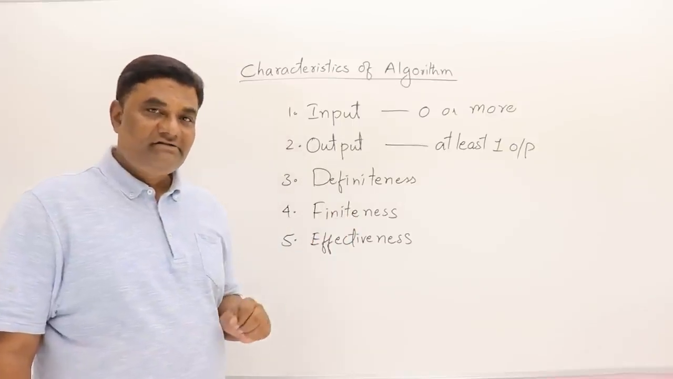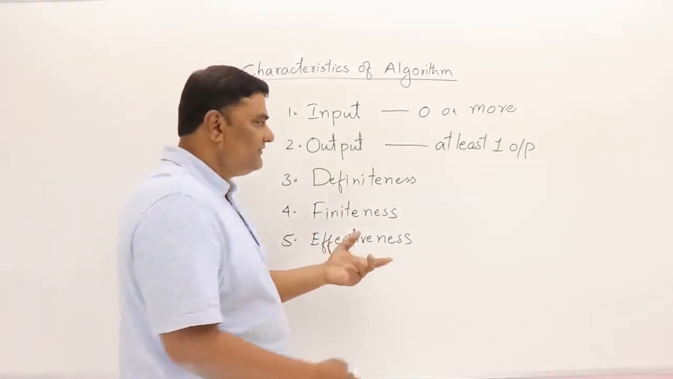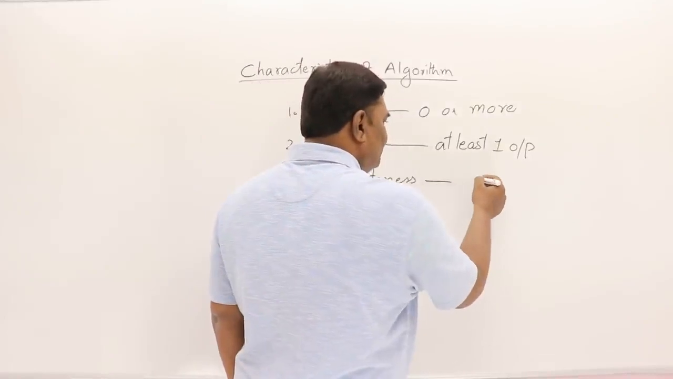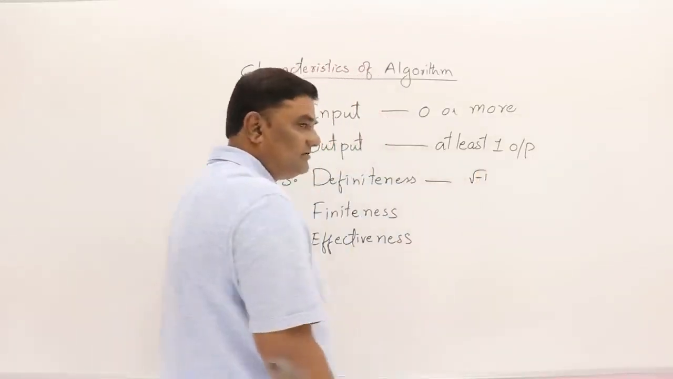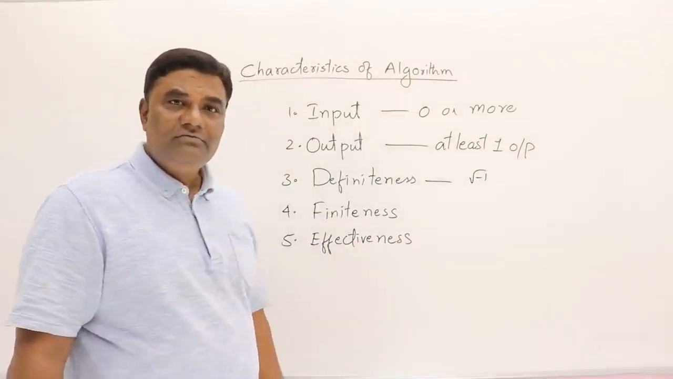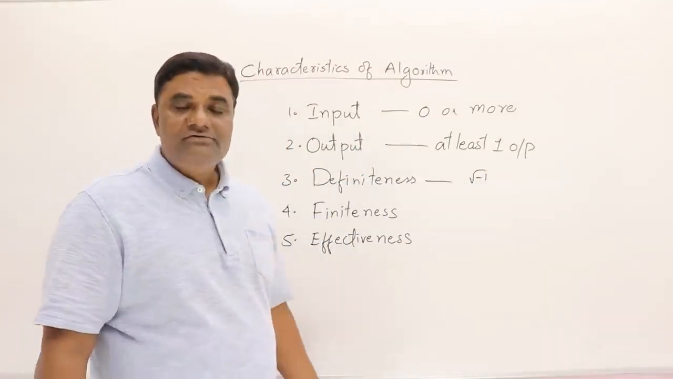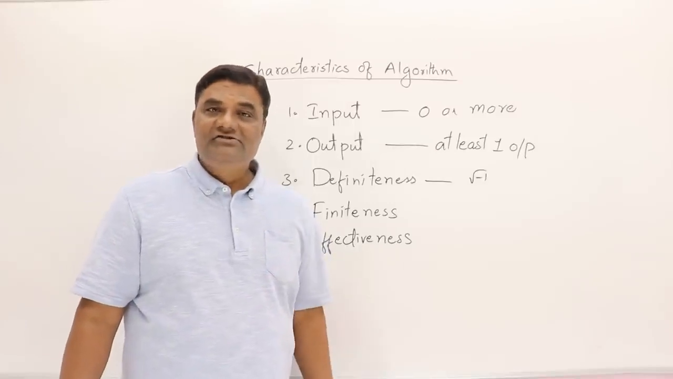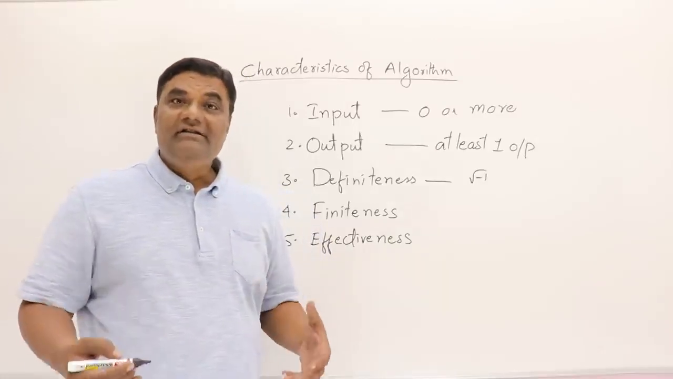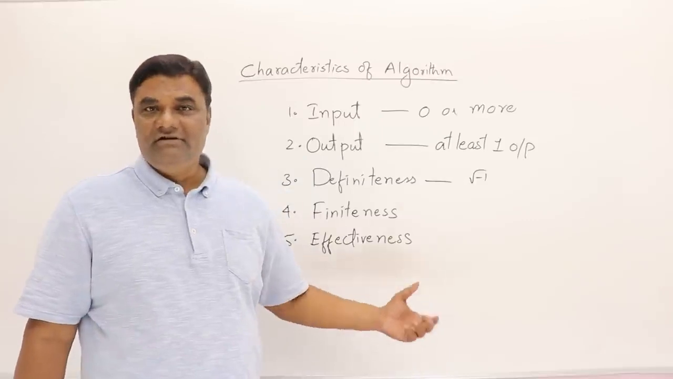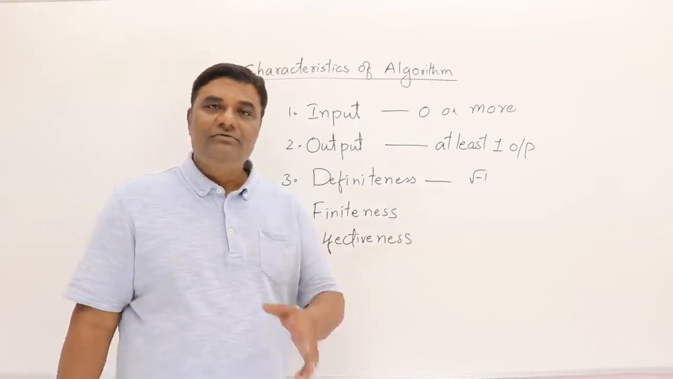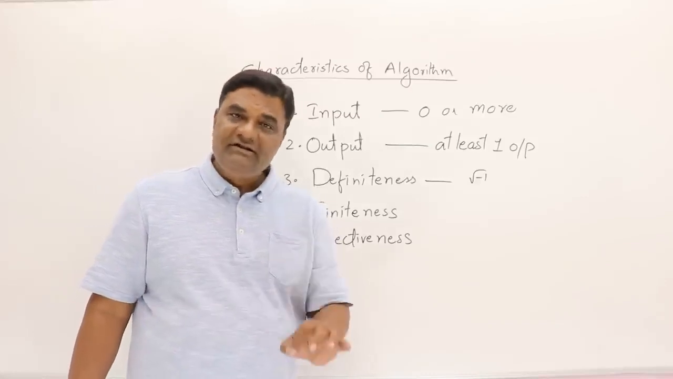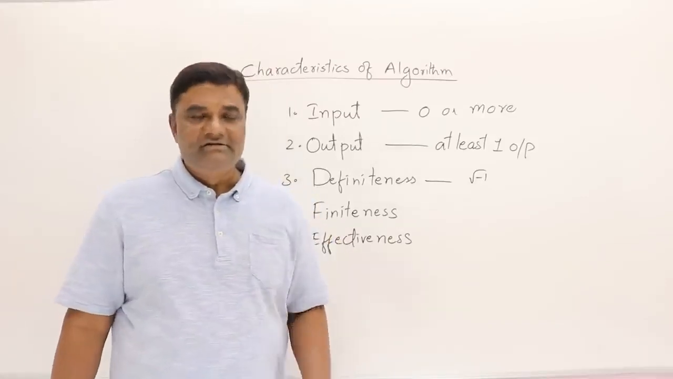So definiteness. You cannot use the value, for example, I tell you, that suppose root minus 1. It's unknown value. So we say it as imaginary number. So you cannot treat it as a real number in the algorithm. This is an example I'm giving you. So every statement must give clear meaning. Only one meaning. That's it.